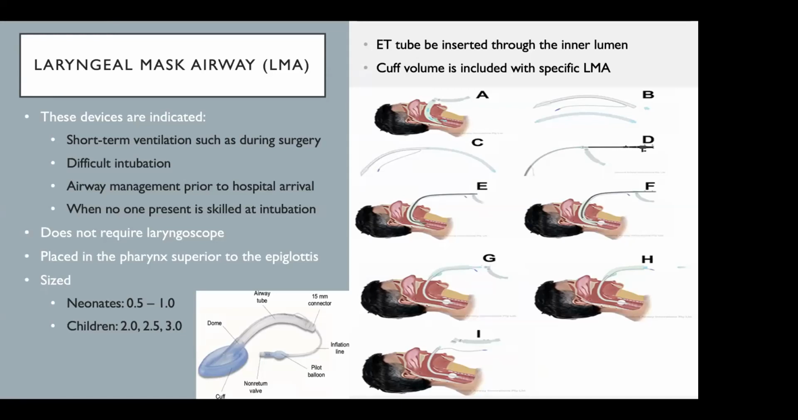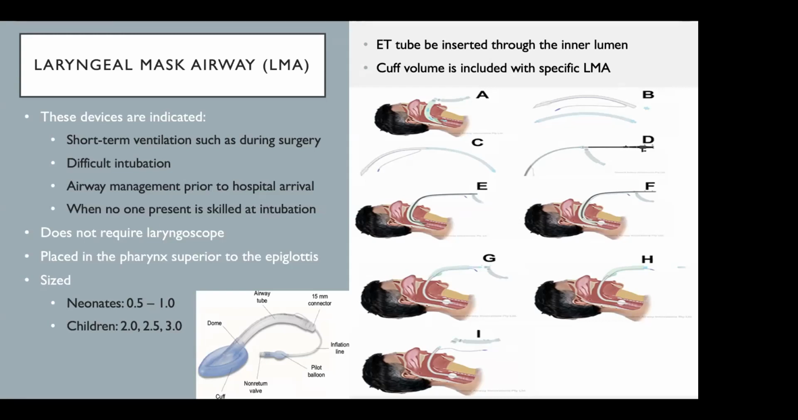So we can use this when nobody is present that's skilled in intubation. There's a really cool thing about the LMAs, though. Some of the LMAs make intubation easier, so it doesn't require a laryngoscope. The way I was taught for EMTs, you grab the tongue, pull the jaw, but you can do a jaw thrust and place the LMA that way.